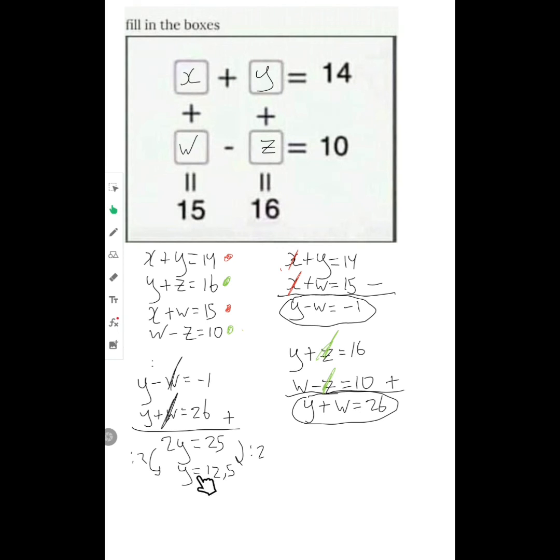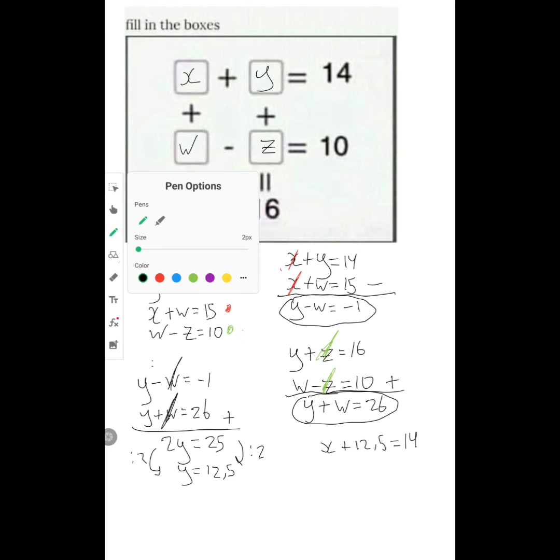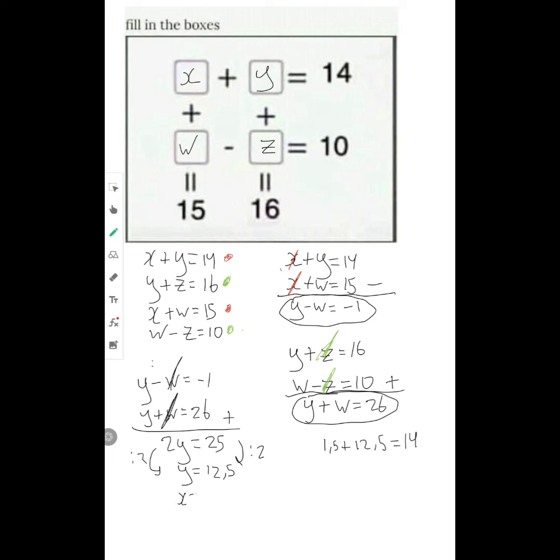The point is to reach one letter. So I'm gonna write it back for you. If I do the x plus y, and I know y is 12.5, then x plus 12.5 is 14. So what is x then? X must be 1.5. Right? So I'll write it here. X is 1.5.